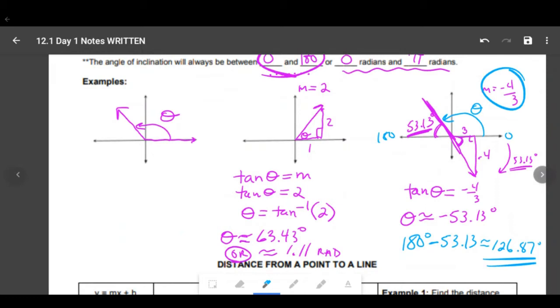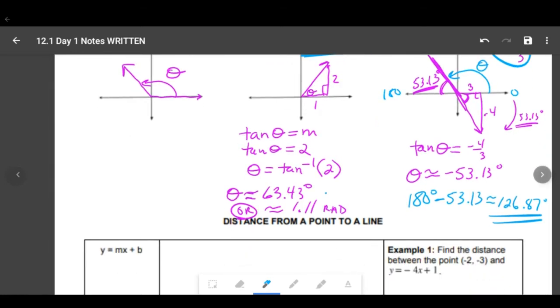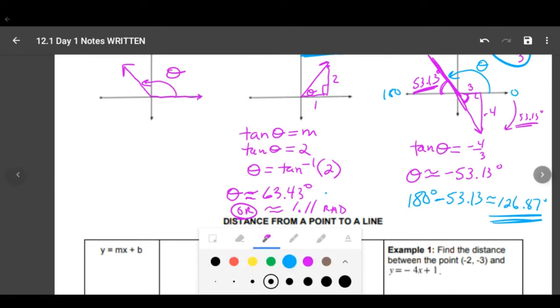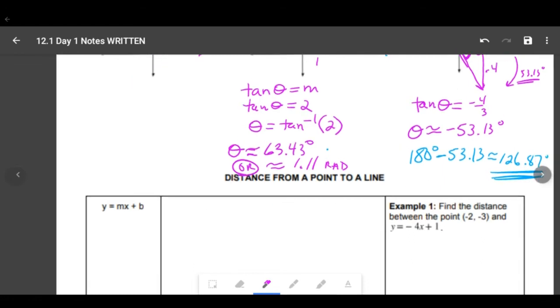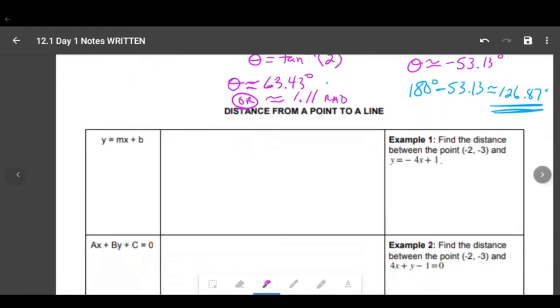So over here we had positive slope, we had first quadrant, we got a nice acute angle. Here we had a negative slope, so we end up in the second quadrant, so we have an obtuse angle. Okay, so make sure that you see the difference between those. So when you see that in a quiz or test, you are all good to go for those types of problems. Okay, all right. Some more new information, I'm assuming.